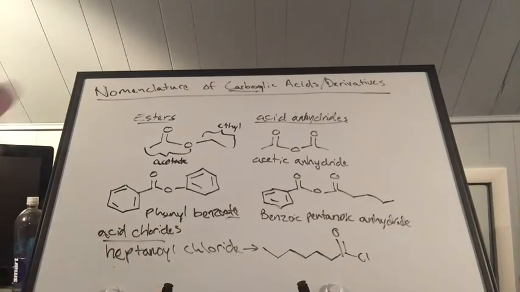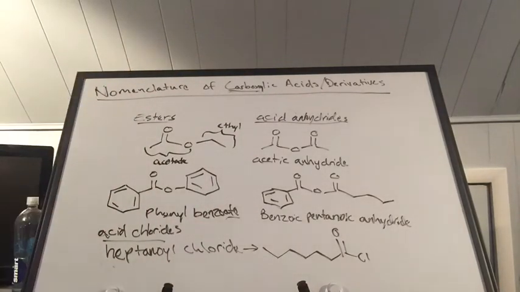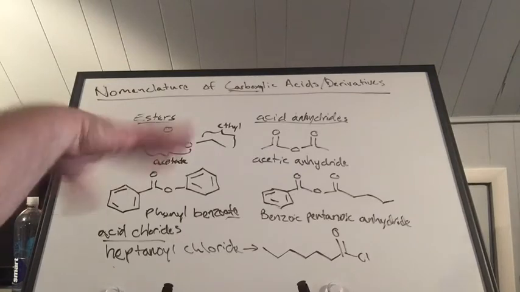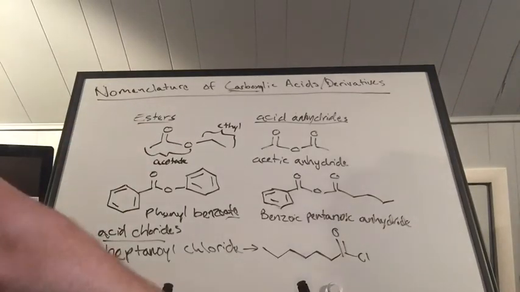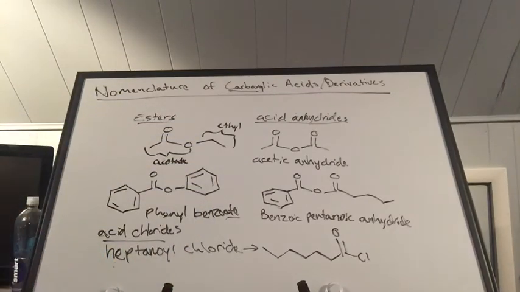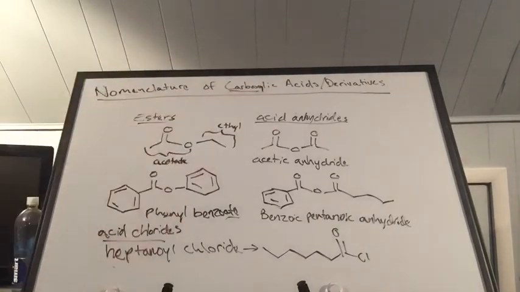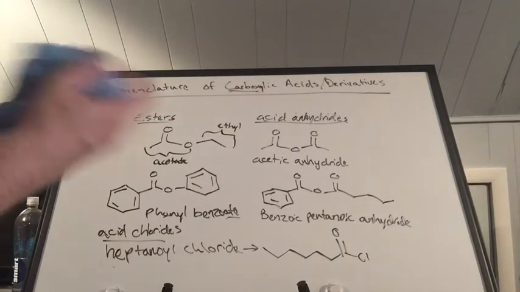One other thing, if you have multiple acid moieties, or CH2, or sorry, CO2H moieties branching off of something, if you have multiple ones, let's say if you had a linear chain, you would say it's dioic whatever acid.